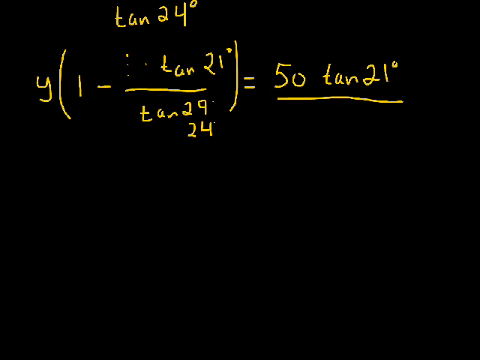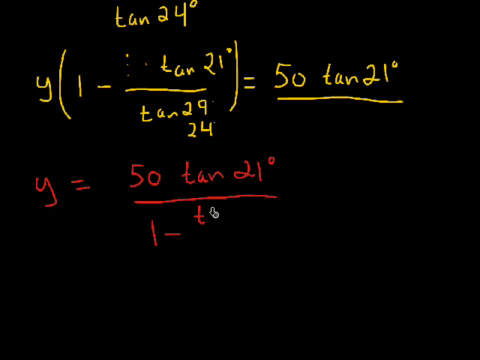another color. Y equals 50 tan 21 degrees over 1 minus tan 21 degrees over tan 24 degrees.